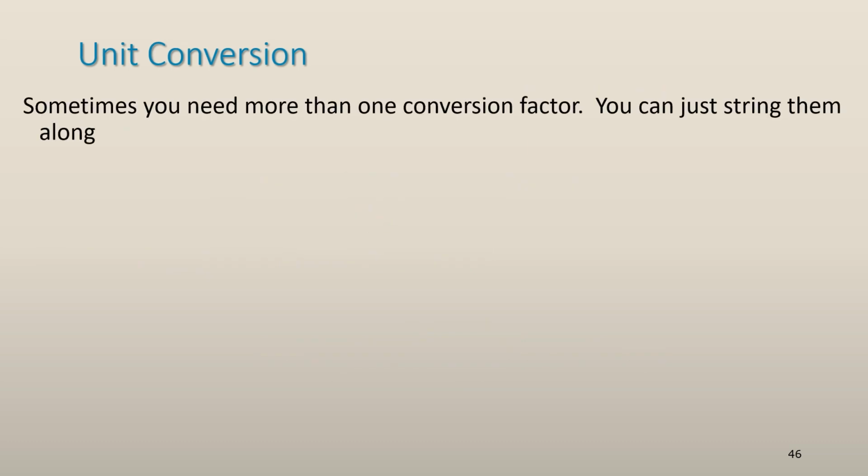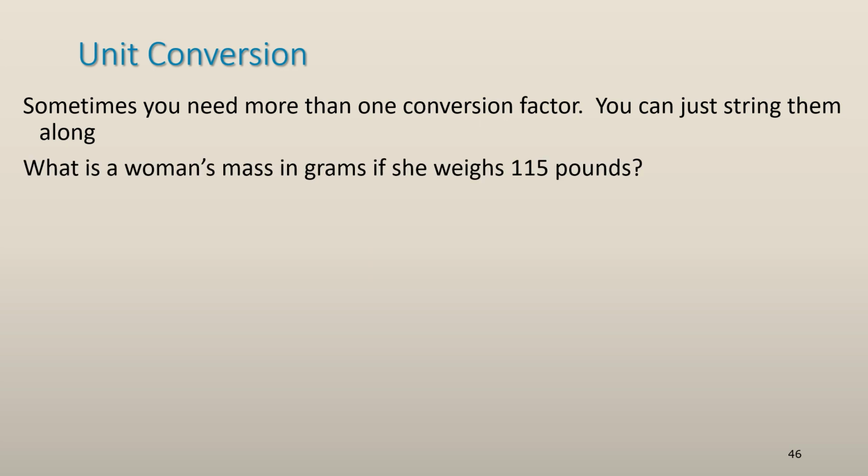Sometimes you need more than one conversion factor, and you can just string them along. So what is a woman's mass in grams if she weighs 115 pounds? I was able to find the conversion factor from pounds to kilograms, but not to grams. So I can first convert from pounds to kilograms because I know there's 0.4563 kilograms per 1 pound. So my pounds cancel and I get 52.2 kilograms.